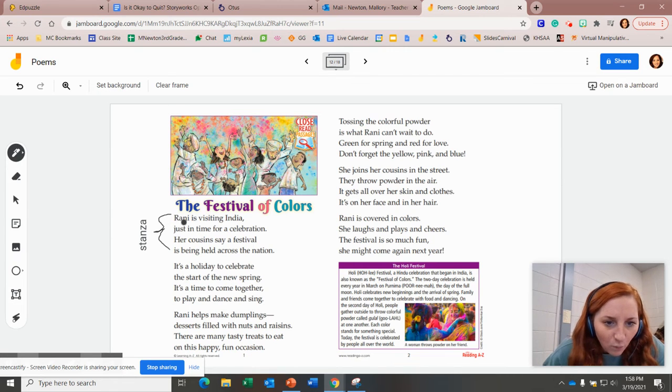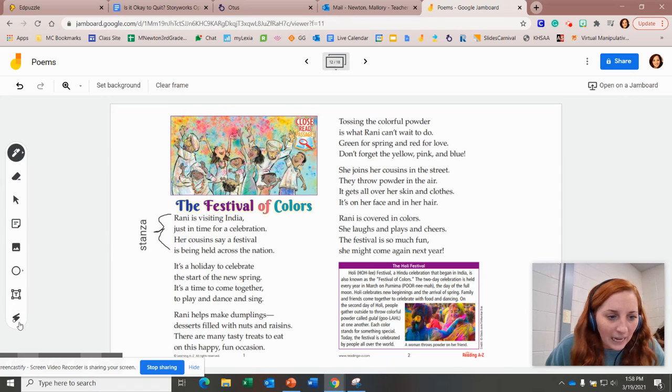So each stanza is 4 lines, and within a stanza, you want to be able to identify the rhyme scheme. So the rhyme scheme is typically the same in every single stanza. So if you find the rhyme scheme in the first stanza, it should be the same in the second, third, fourth, fifth, and so on. So let's see. Whenever you're doing a rhyme scheme, you label it with letters. So, Rainy is visiting India just in time for a celebration. Her cousins say a festival is being held across the nation.